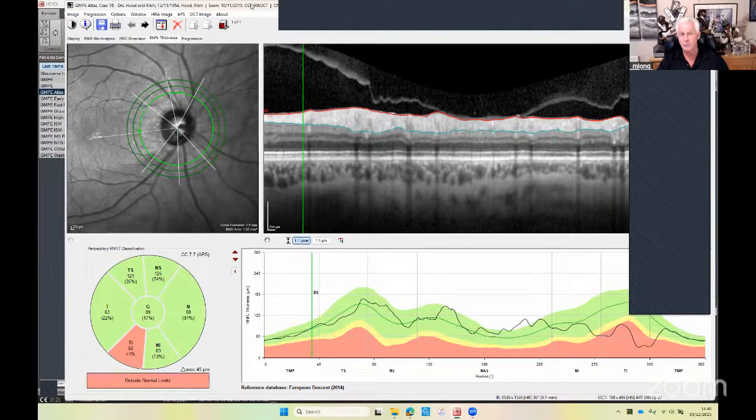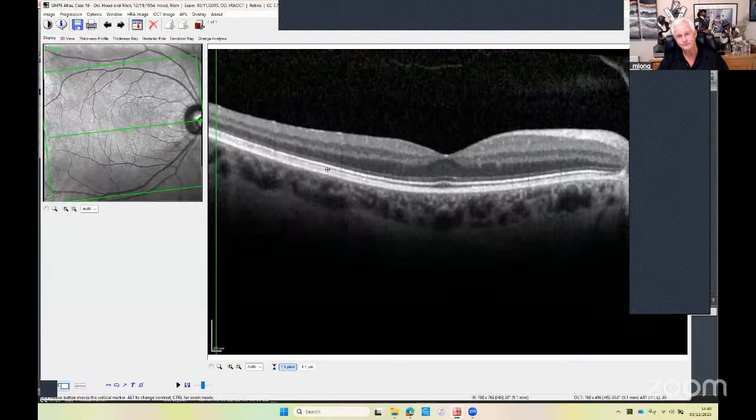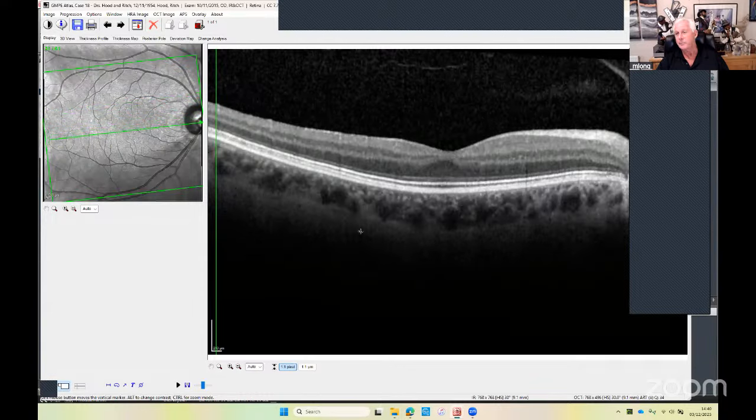And then we have 1 step to go, which is to look at the whole posterior pole and to segment all of the layers. So we do a scan right across the whole macula, as you can see there. And then I'm looking for patterns now.